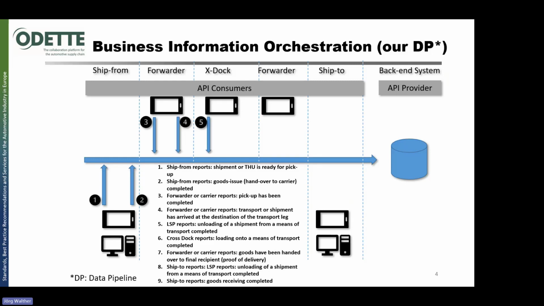The same applies to the recipient of the transport section when the shipment has been unloaded. The recipient, in this case the cross-dock, can send this message. The cross-dock can also send the message that the consignment has been loaded onto the next means of transport. Alternatively, the forwarder can do this again. The same applies to the unloading process.